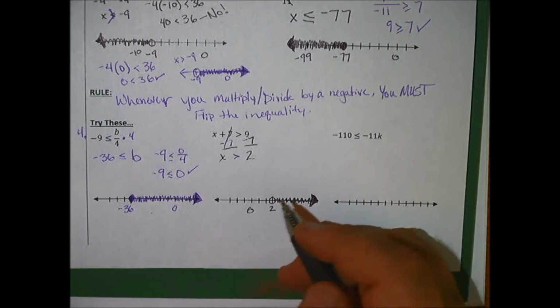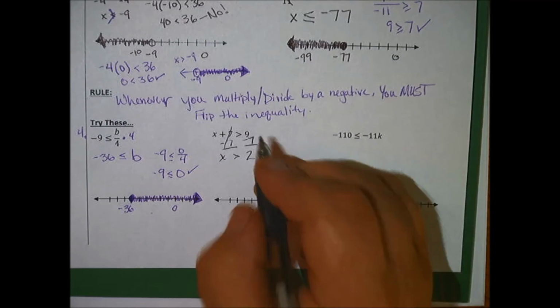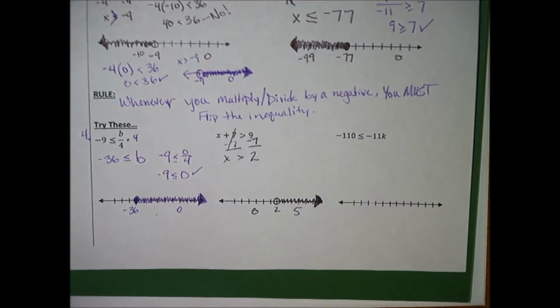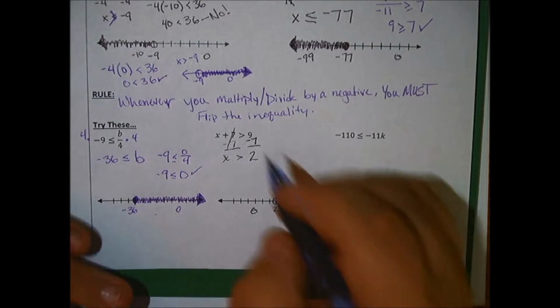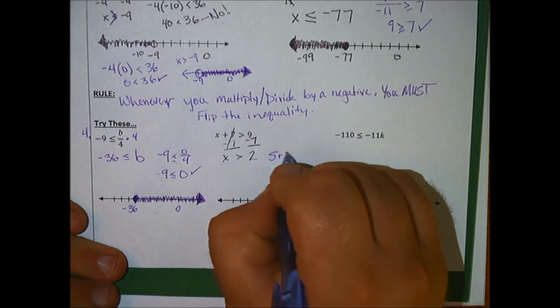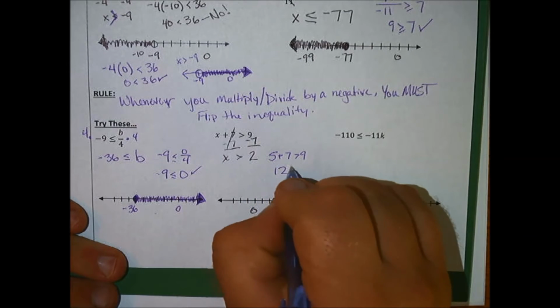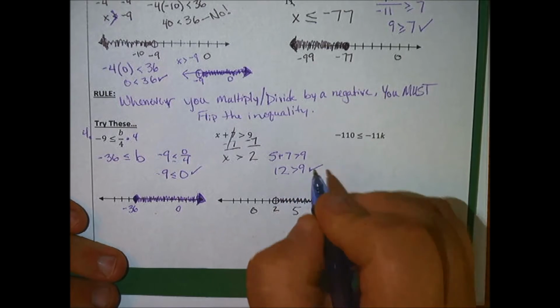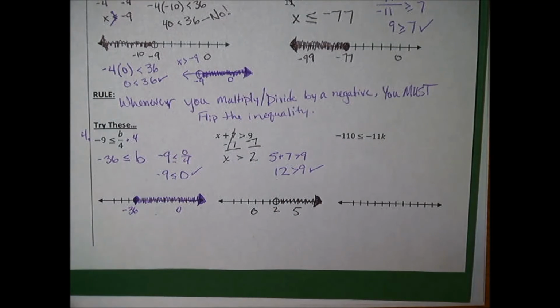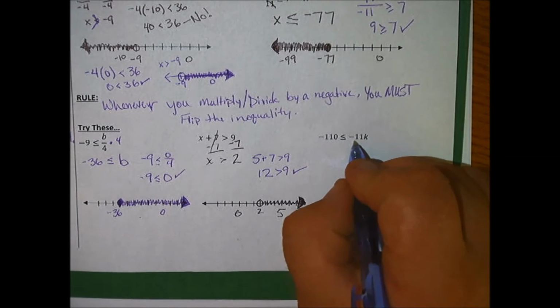Okay. What's a bigger number than 2? Well, maybe 5's up there. Let's try 5. Okay, we're going to plug 5 in for x. So 5 plus 7, is that bigger than 9? 5 plus 7, that's 12. And 12 is bigger than 9, so we're good to go. All right, last one, and we'll go to the next page.